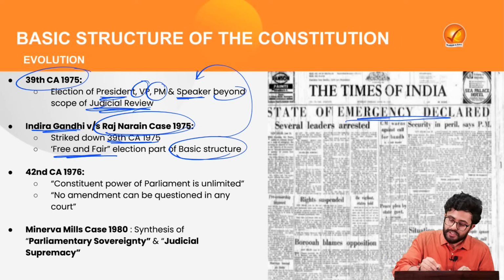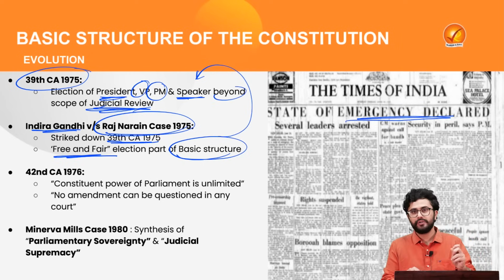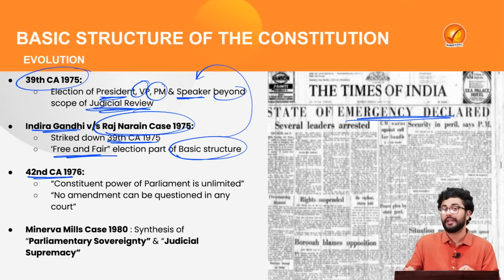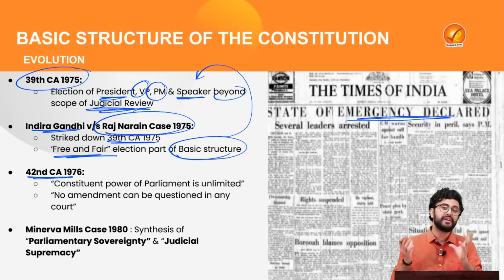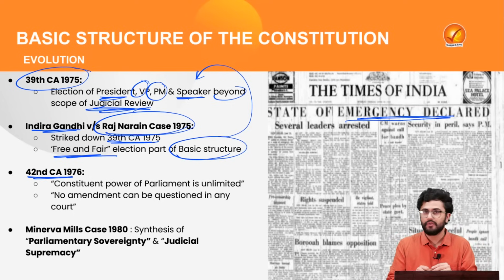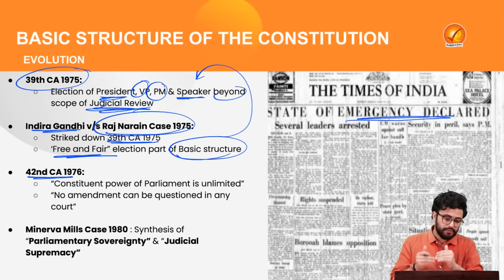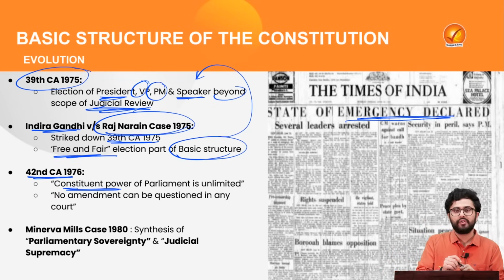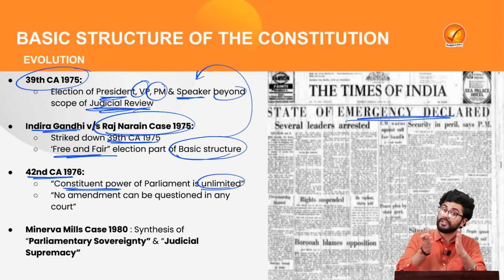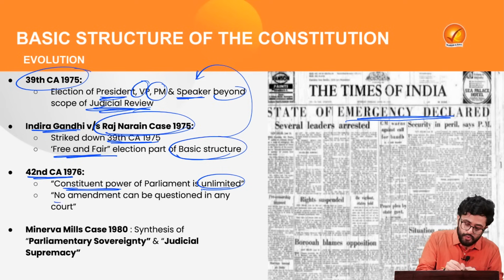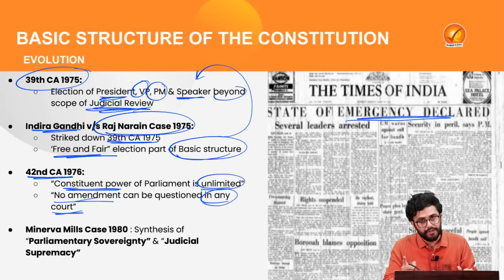Then obviously the Emergency was declared, and the government took an extreme step at that time by enacting the 42nd Constitutional Amendment Act of 1976, which is also considered the mini constitution because of the significant amount of changes it brought to the structure of the Constitution. Along with that, it also introduced that the constituent power of Parliament is actually unlimited. So we can amend anything from fundamental rights to DPSP to fundamental duties to the changes made in the Preamble, and no such amendment can be questioned in any court across the country.